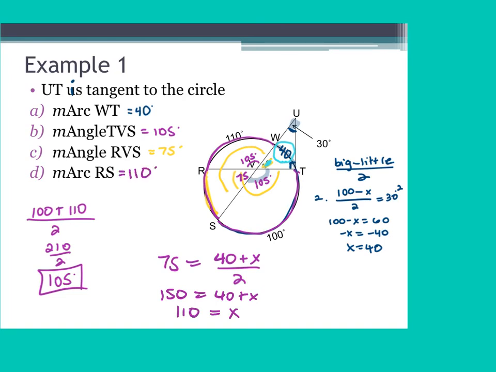Yep, you could also add them all and subtract them from 360. That's what you're saying? Yeah, so 110 plus 40 plus 100, and 360 minus 250 would be 110.